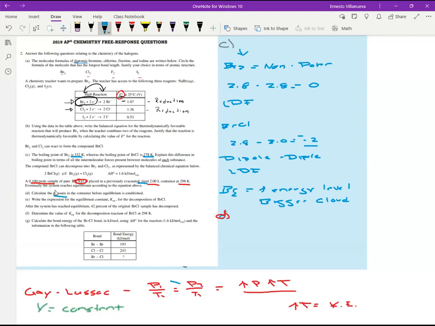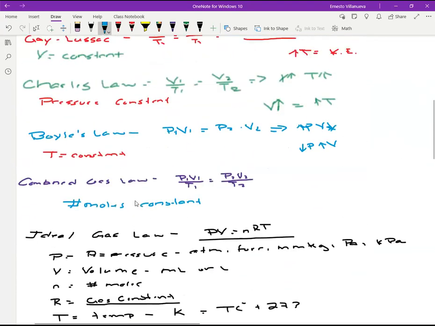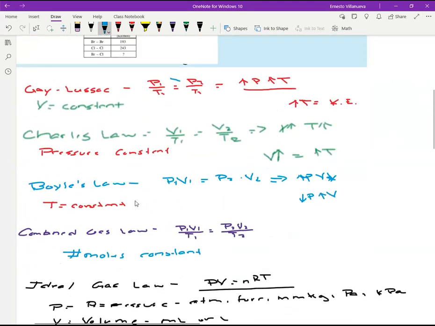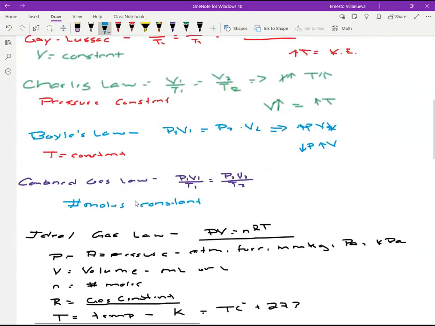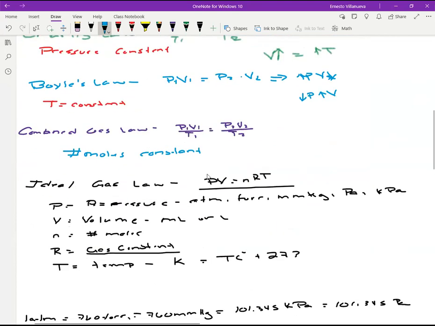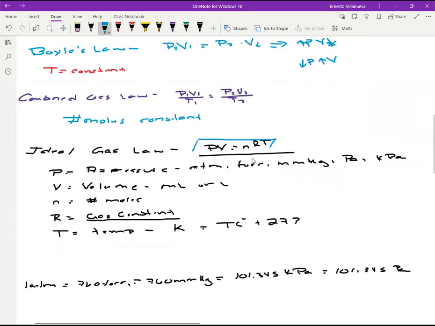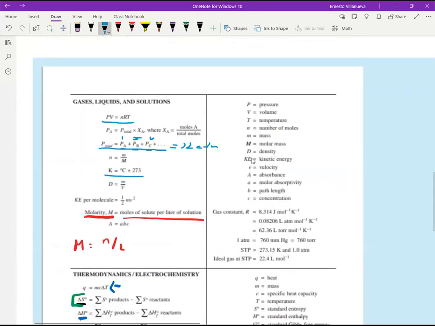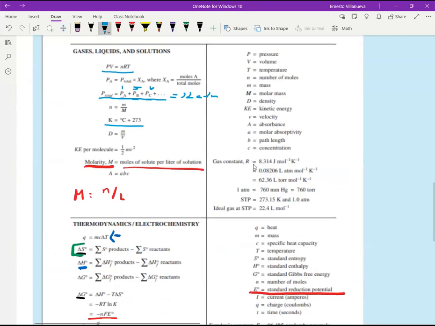Well, there's only one gas law that deals with pressure, volume, and moles. Pressure, volume, and moles is going to be the ideal gas law. That's this guy right here. If you have pressure, volume, and moles, then you have to use the ideal gas law. Now, where is that constant? Here's your gas constant right here. It's going to be in your cheat sheet. You have a few choices. Depending on what units you have is going to depend on which gas constant you use.